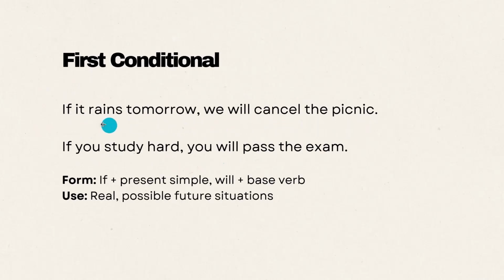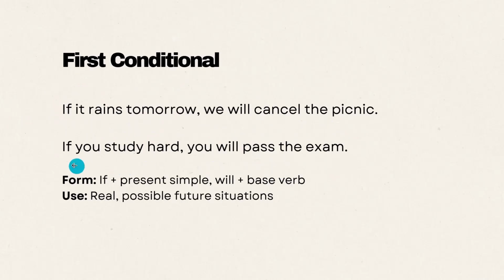The condition is if it rains tomorrow. This is the condition, so that's present simple. And then the result is we will cancel the picnic. That's will plus the base verb. This shows a real and possible future situation. So if tomorrow brings rain, the natural consequence is that the picnic will be cancelled.